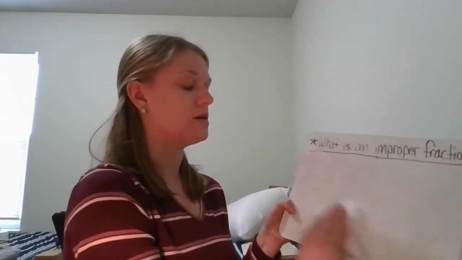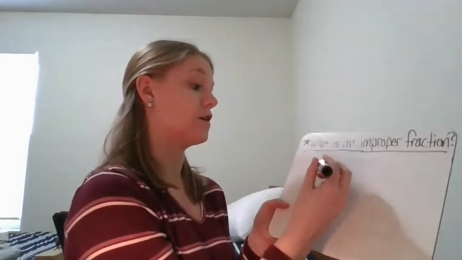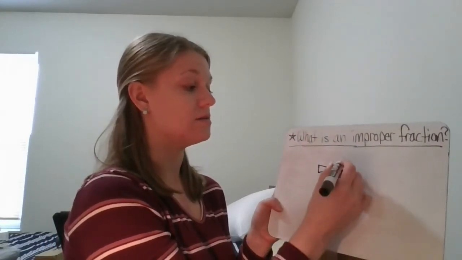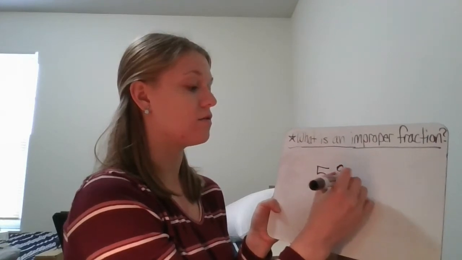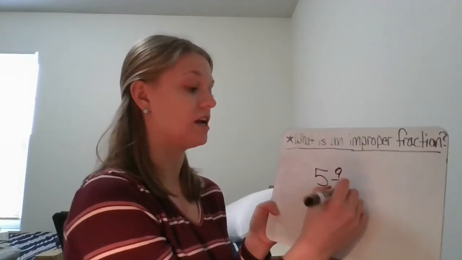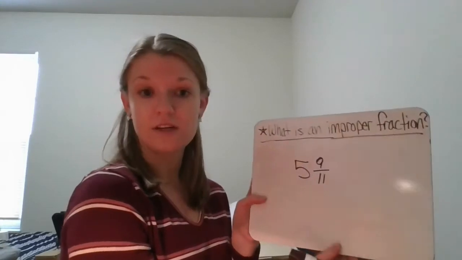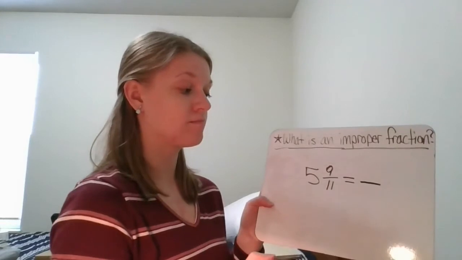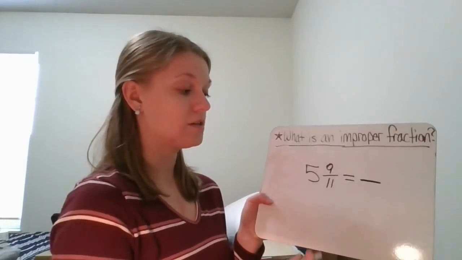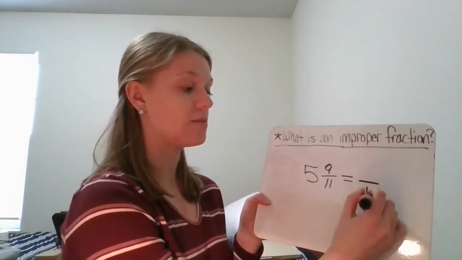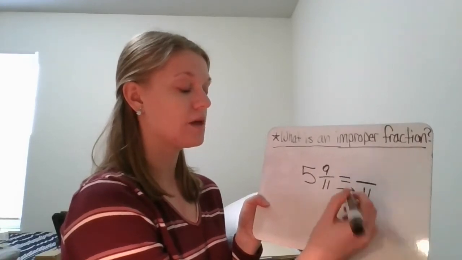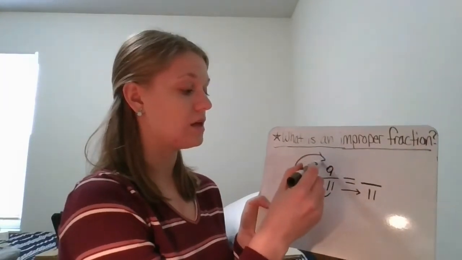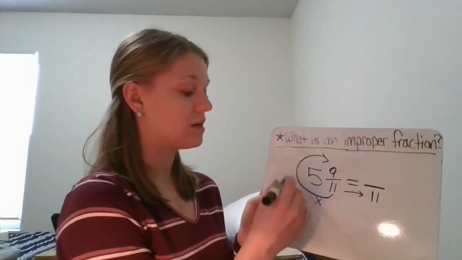What if we did 5 and 9/11? 9/11. 5 and 9/11. Okay, so let's make our improper fraction. 5 and 9/11. And so bring over your denominator first. And now we make our big C. So multiply, then add. 5 times 11 is 55.